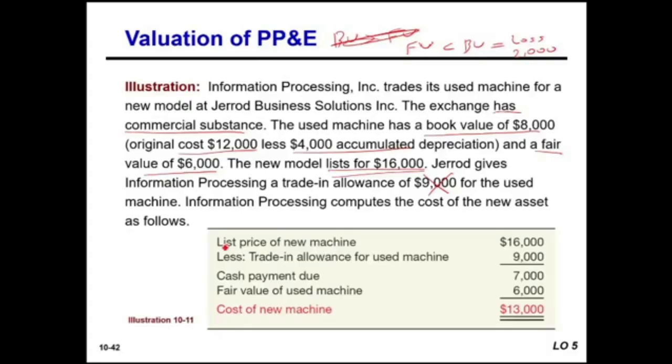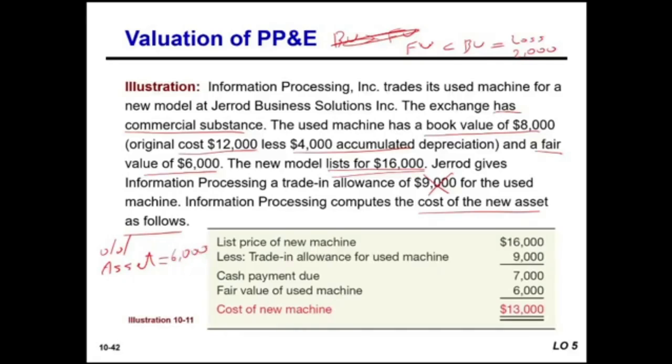Okay, so how do we record the cost of the asset? We already figured out the loss is 2,000. How do we record the cost of the new asset? What is the general rule? The general rule is you record the cost at the fair value of the asset you gave up. What did you give up? Well, think about it. You gave up the old asset, which, as far as you're concerned, is equal to 6,000.